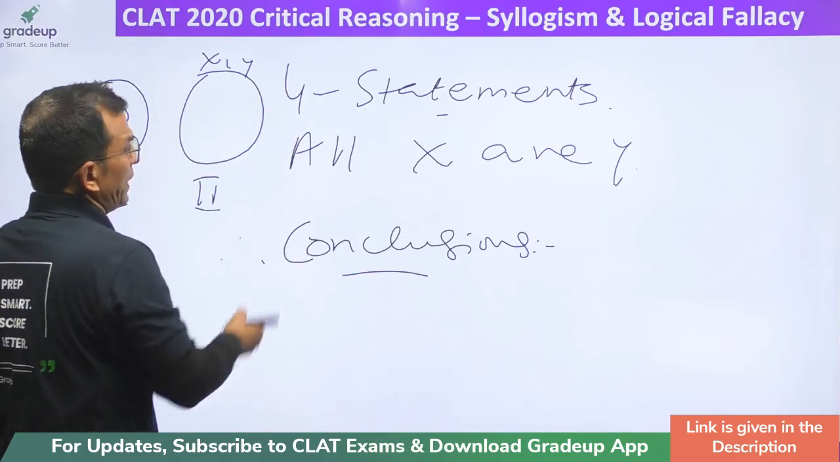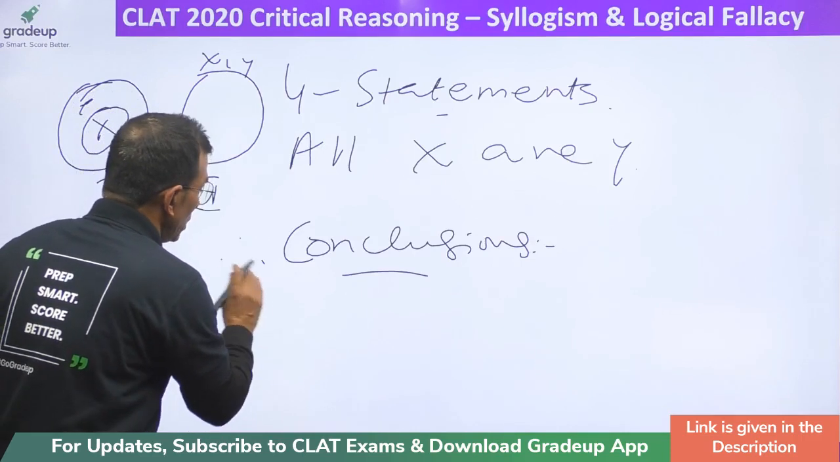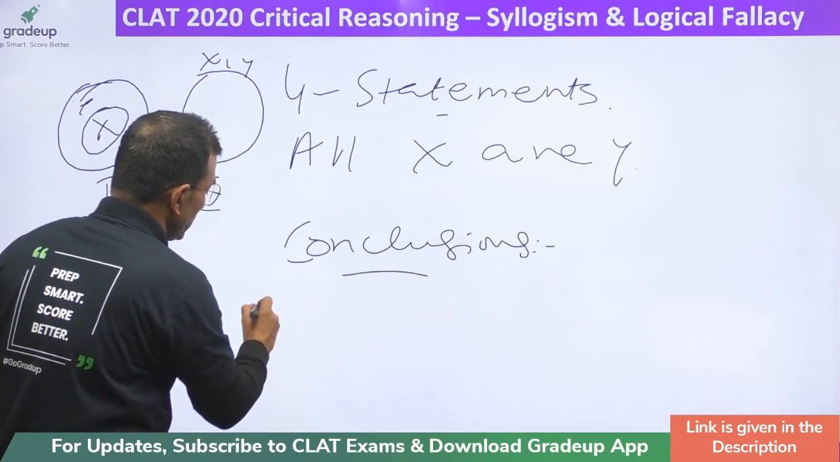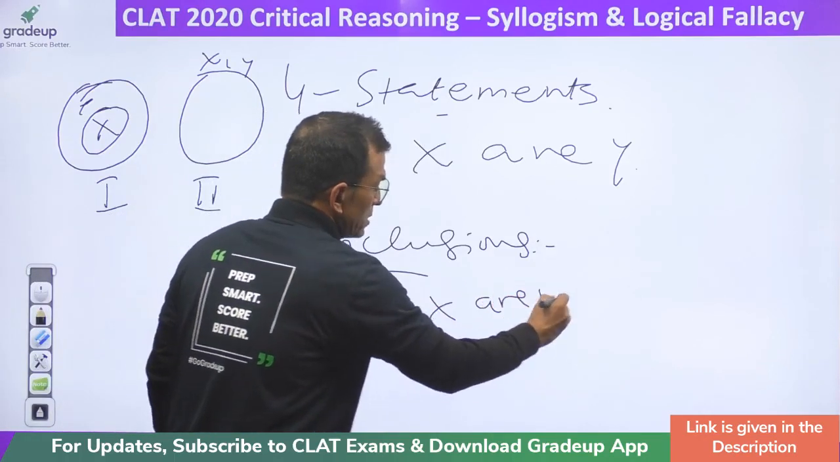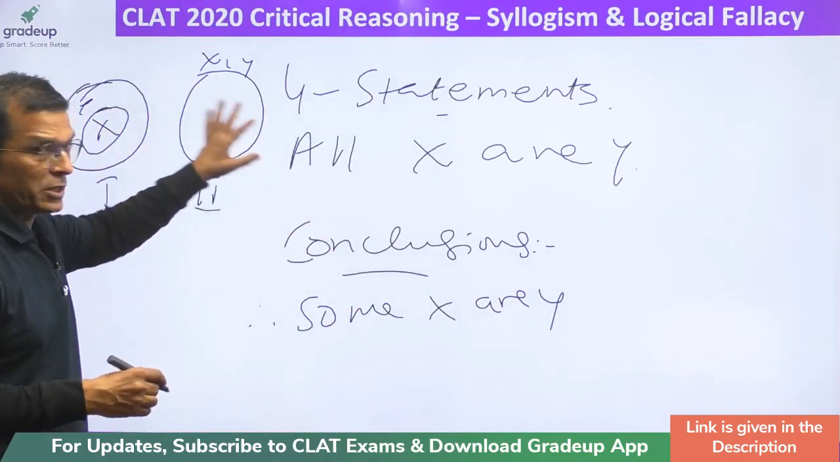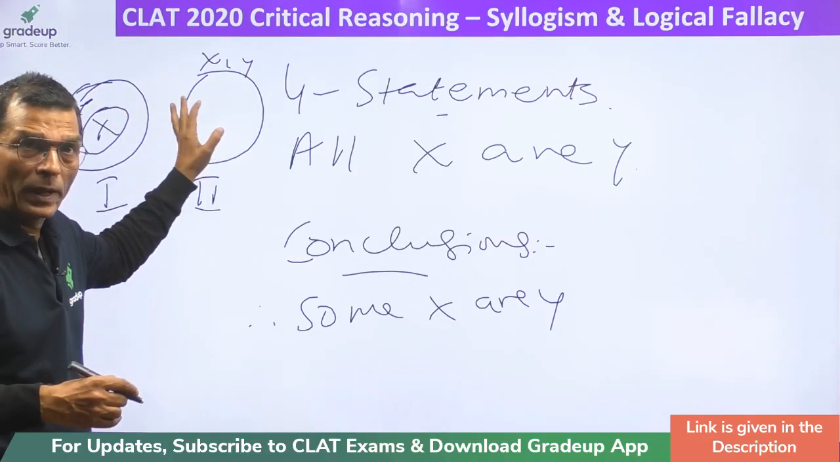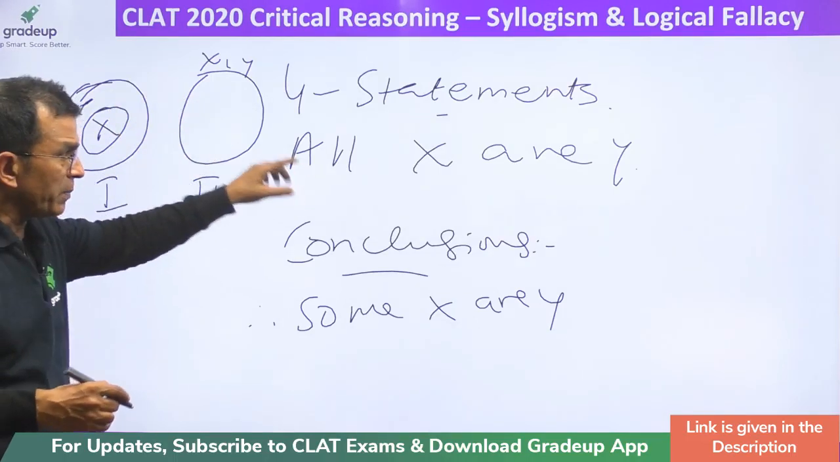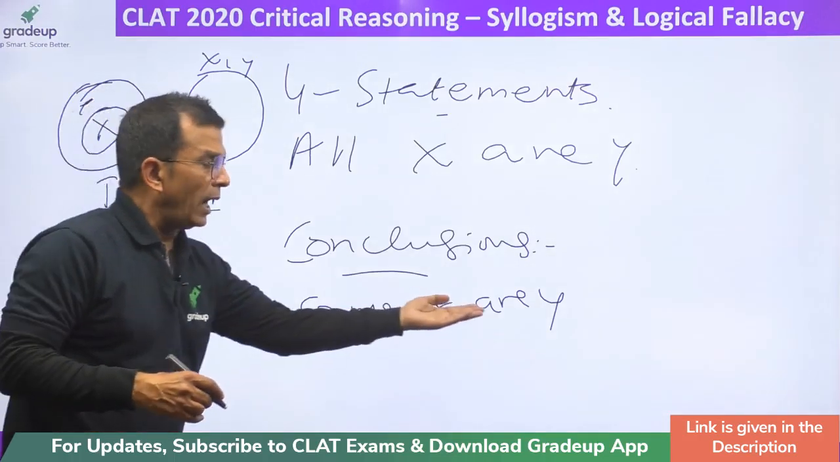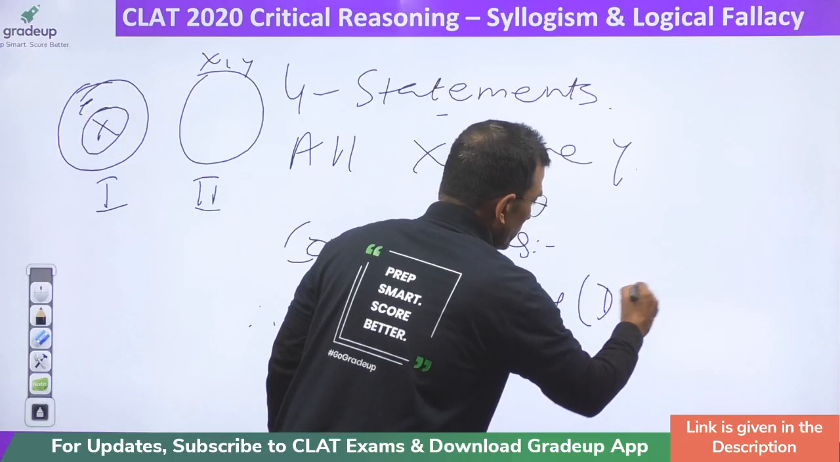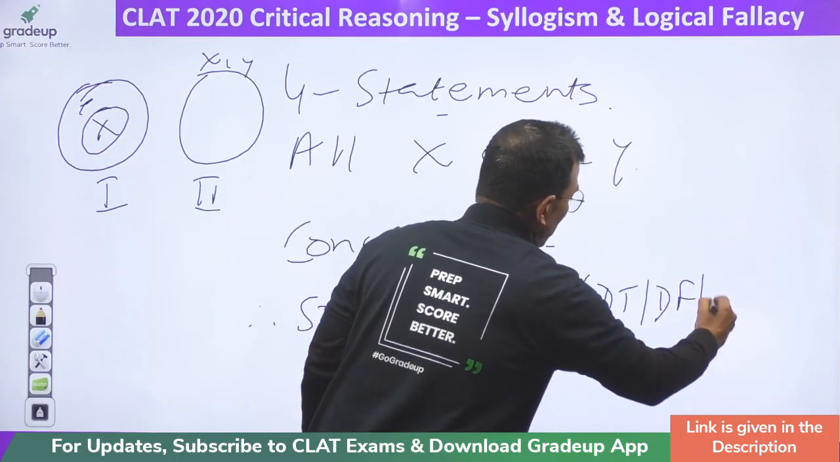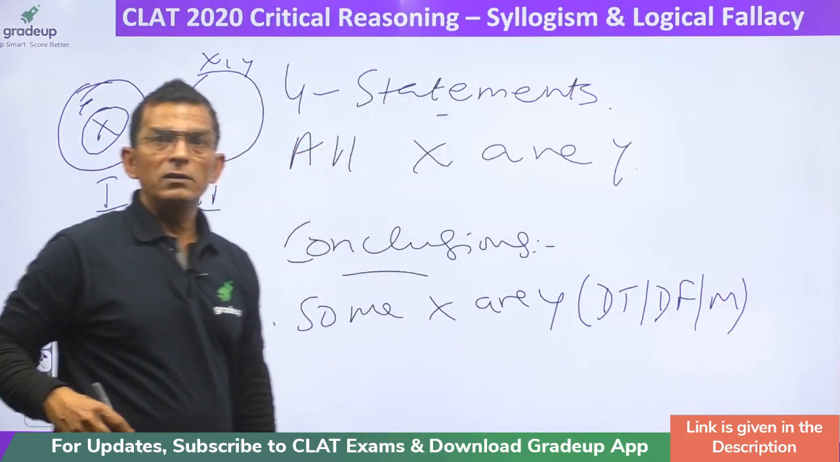So all X are Y, if I say, and if I ask you, therefore, some X are Y, what will you call this? Suppose I draw this conclusion based on this statement and these two diagrams: some X are Y. What are you going to call this? Definitely true, or definitely false, or maybe. This is what we were doing.